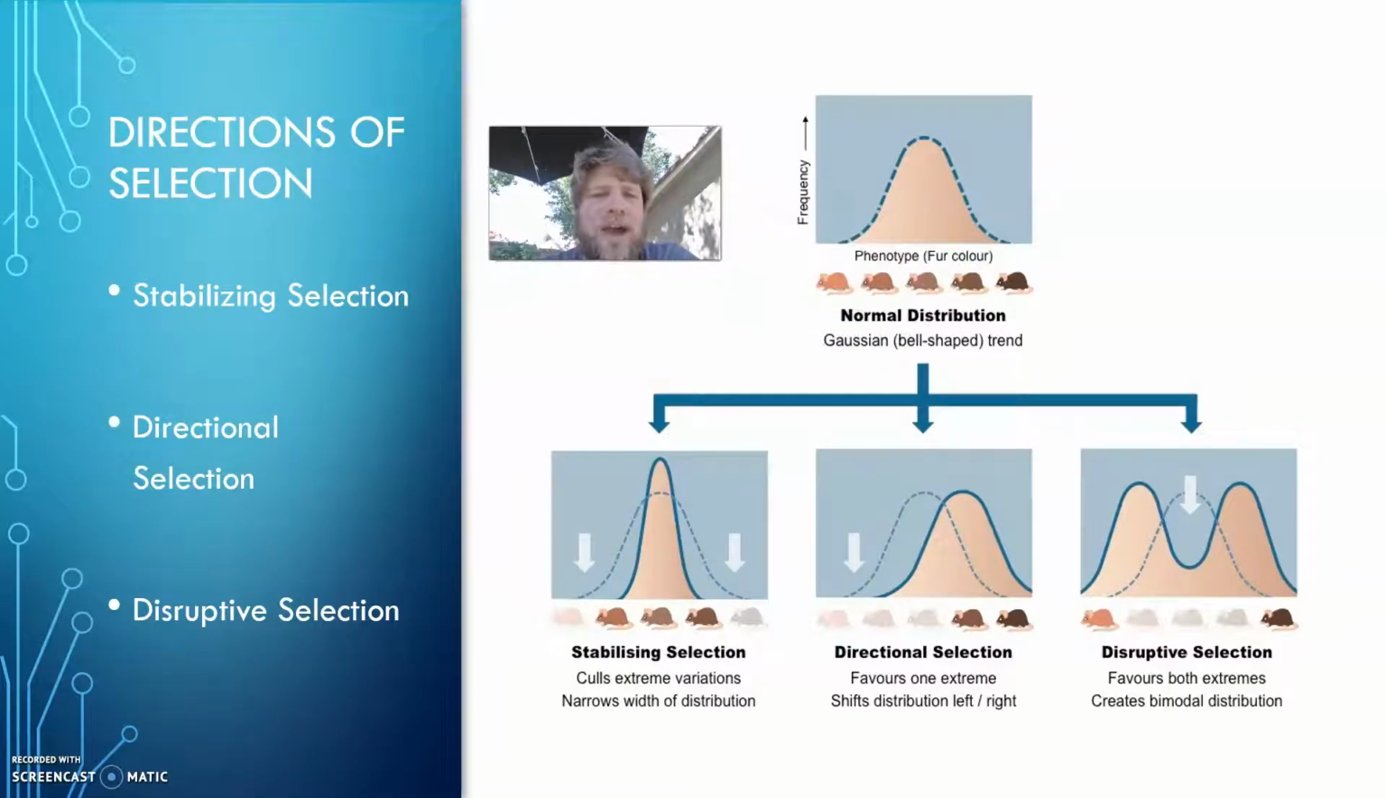Now, when you have sexual selection or natural selection, there are directions which selection can go. So stabilizing selection, directional selection, and disruptive selection. And this is a great image, so if you want to pause the video and take a look at this to see all three in the same slide, you may. I'm going to break down each individual one.